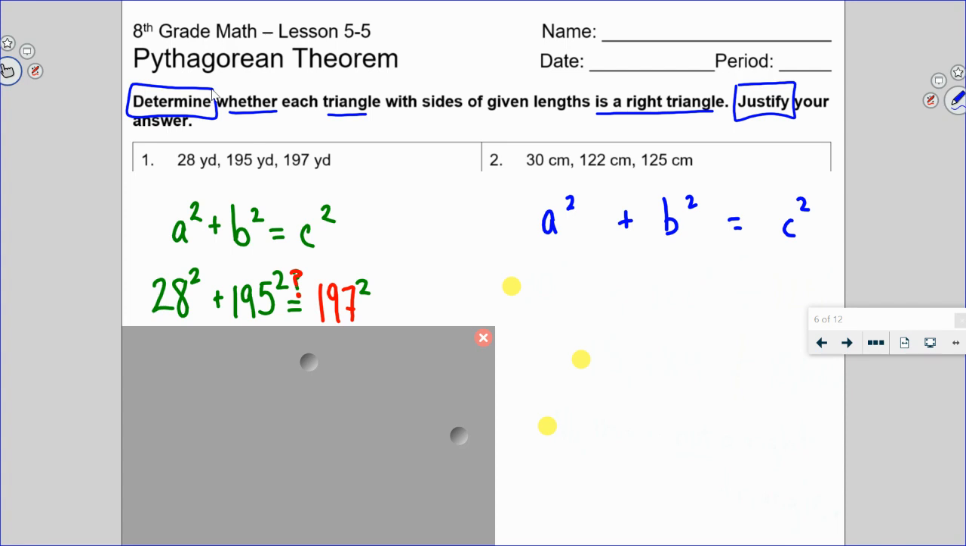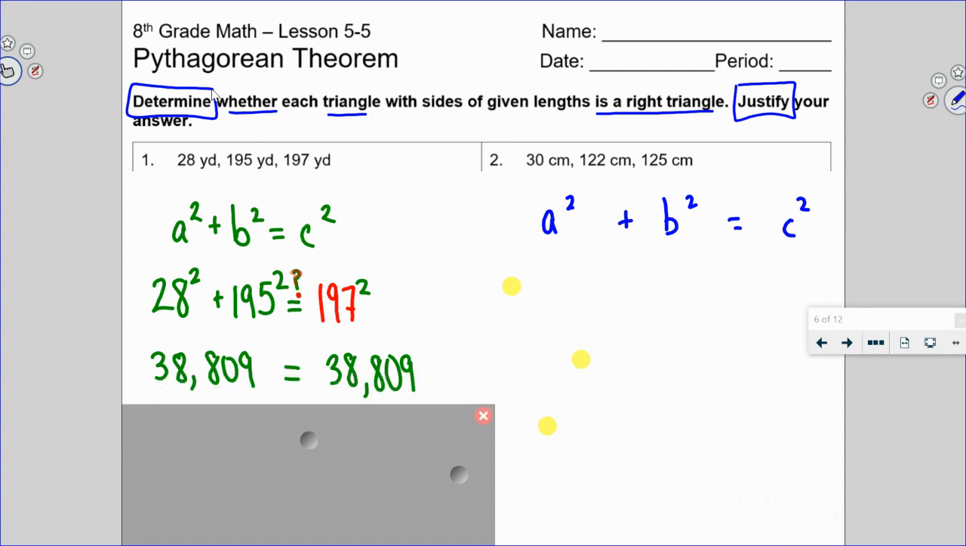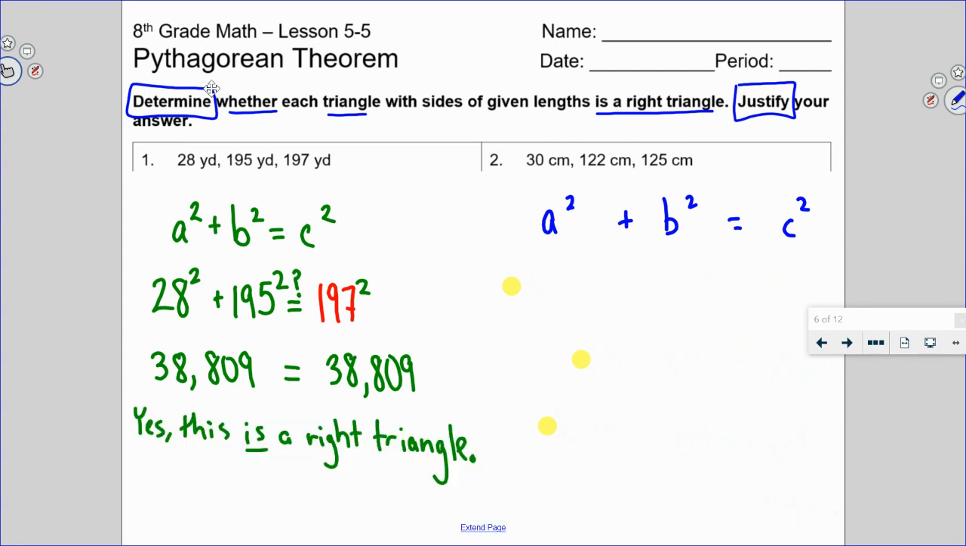But I'm going to go to my trusty calculator. I'm going to type in 28 squared plus 195 squared, and then I'm going to type in 197 squared. Oh, hello. So this is a true statement, ladies and gents. But true does not answer the question. The question says determine if it is a right triangle or not. So my final answer, yes, this is a right triangle. My justification, I justified it right here.